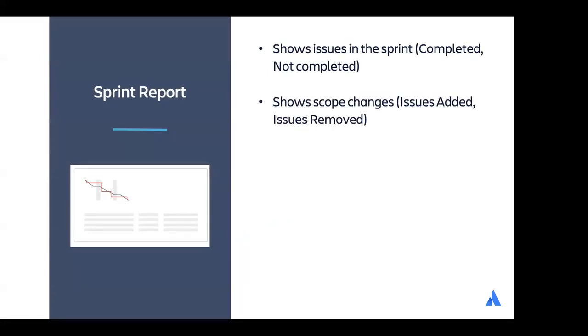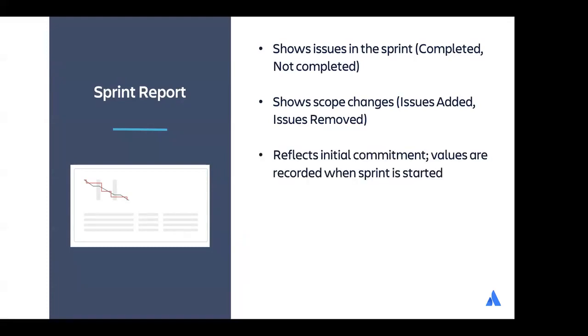All right, sprint report. It contains a nice summary of the sprint. It shows you the number of issues completed or not completed, and it shows you scope changes, the issues that were added or removed from the sprint. It reflects your initial commitment, so all of the values of your stories are recorded when the sprint is started. If you added a story point value of 5 before the sprint started in a particular story, and then later you change it to 8, you'll see 5 in this report. It'll show you those original commitments.